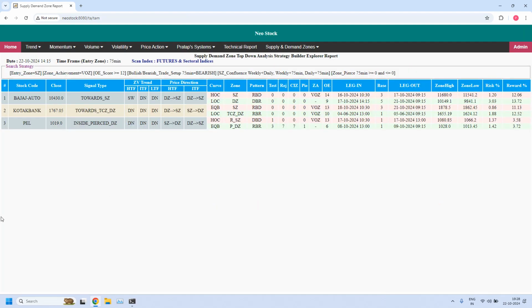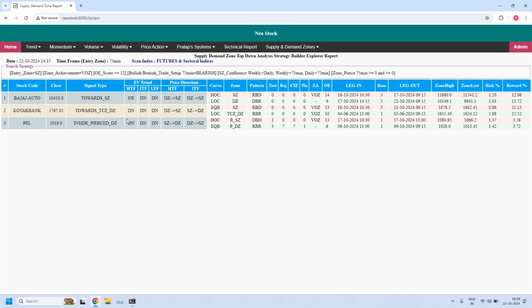We got 3 stocks. All these 3 stocks are supporting LTF, ITF, HTF confluence. That means 75 minute supply zone is part of the daily supply zone, both together again part of the weekly supply zone. And weekly supply zone, 2 stocks are having downtrend. If these 2 stocks are having a EMA confluence, weekly EMA confluence, it is a high probability setup.